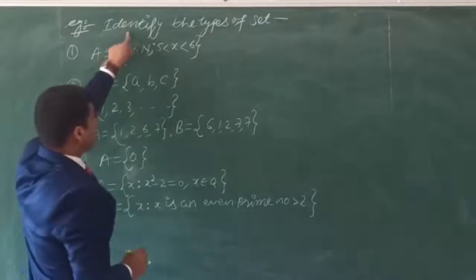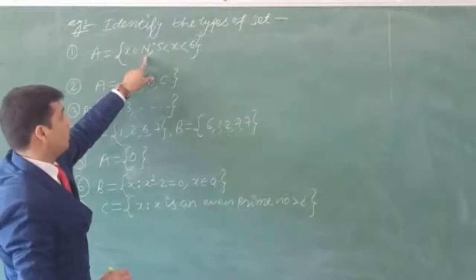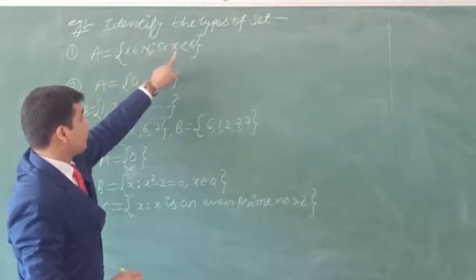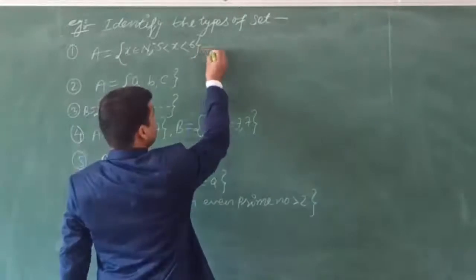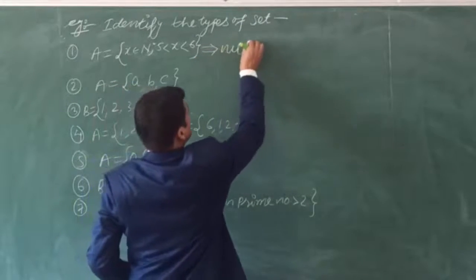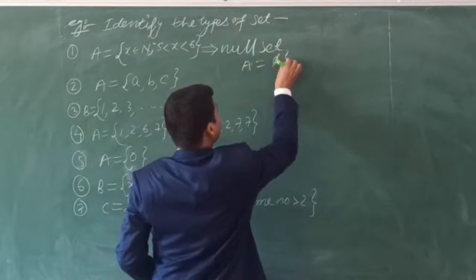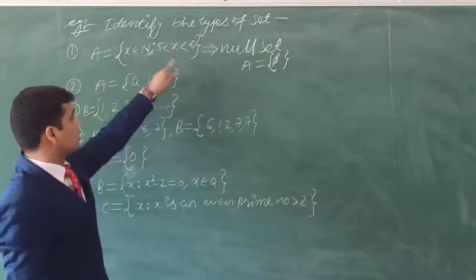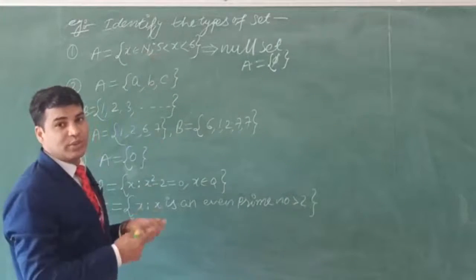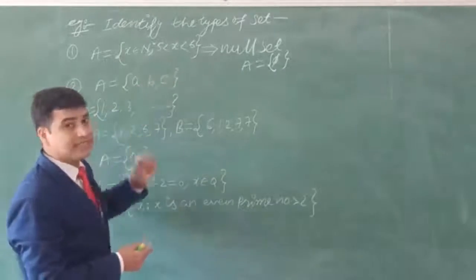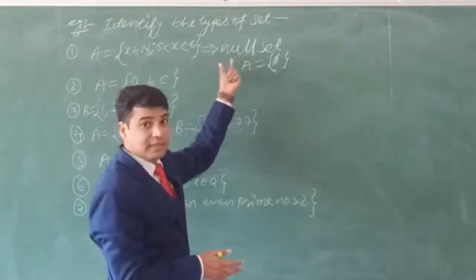So our first example is to identify the types of the set. The first example is set A, x belongs to N, meaning natural numbers, and x lies between 5 and 6. We have to identify the type of set. This is a null set, or you can say void set, or empty set, meaning set A is empty. Actually x belongs to natural numbers, so it starts from 1, and x lies between 5 and 6. There is no natural number between 5 and 6, so there is no solution. So A is a null set, or empty or void set.